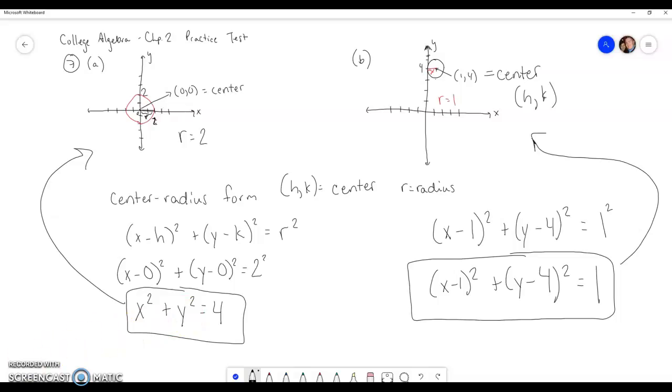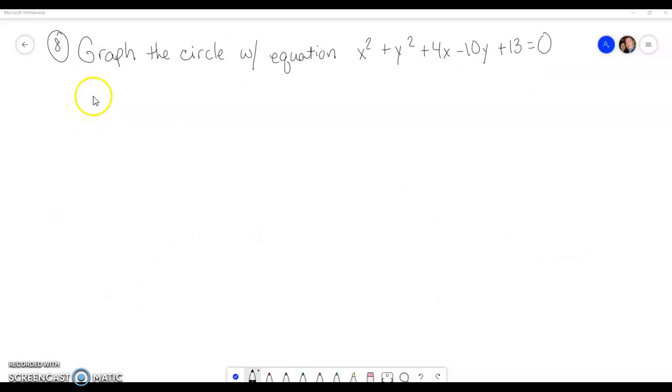All right, next we're going to go on to question 8. Question 8 gives us an equation, and it wants us to graph the circle that goes along with this equation. You can see it's not in that center radius form. This is in the standard form of a circle, but we need to get it in center radius form in order to figure out where the center of your circle is and what the radius is.